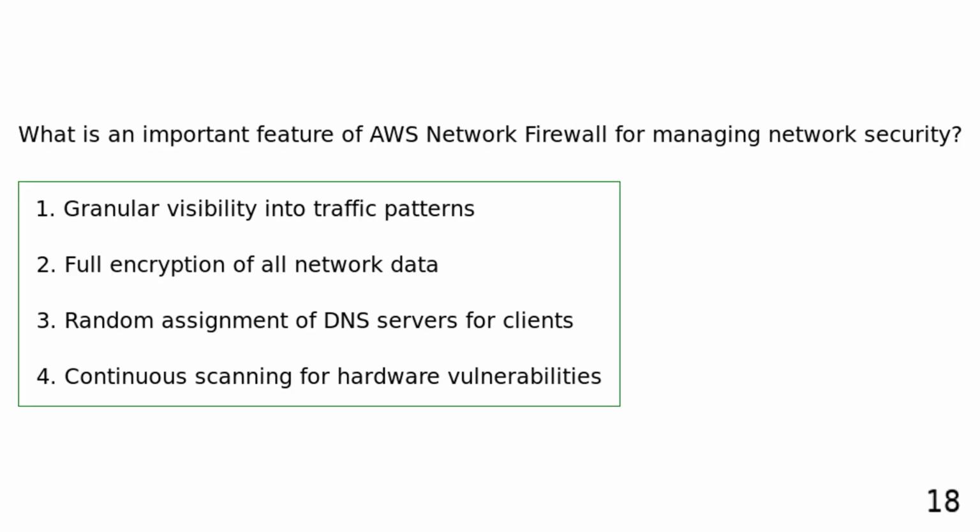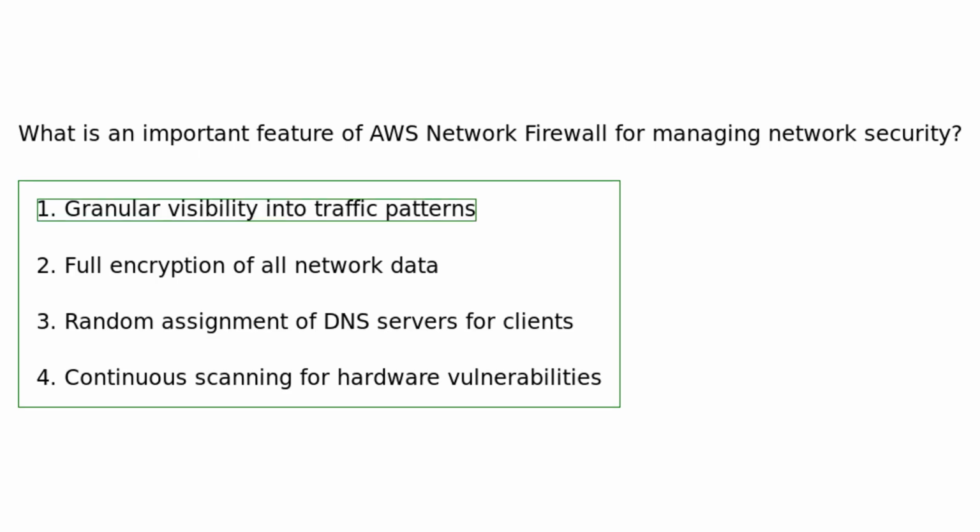What is an important feature of AWS Network Firewall for managing network security? Granular visibility into traffic patterns. Full encryption of all network data. Random assignment of DNS servers for clients. Continuous scanning for hardware vulnerabilities. An important feature of AWS Network Firewall is providing granular visibility into traffic patterns, allowing you to track and analyze network traffic behavior and identify potential security risks.